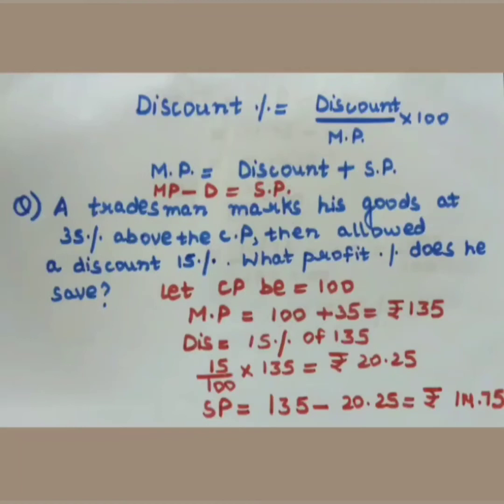Now what they are asking: what profit percent does he save? How much profit percent is he saving? So we need to calculate selling price to find out our profit. Selling price is mark price minus discount. 135 is our mark price and our discount in terms of rupees is 20.25 paisa. After deducting, we are getting our selling price as 114.75.